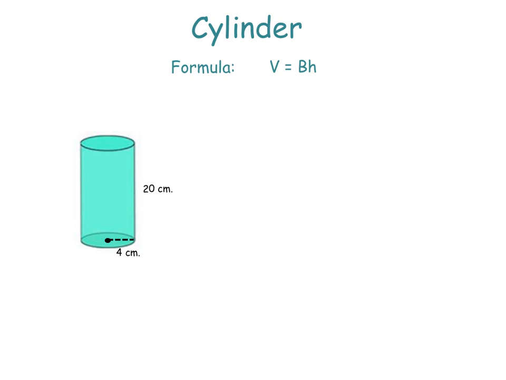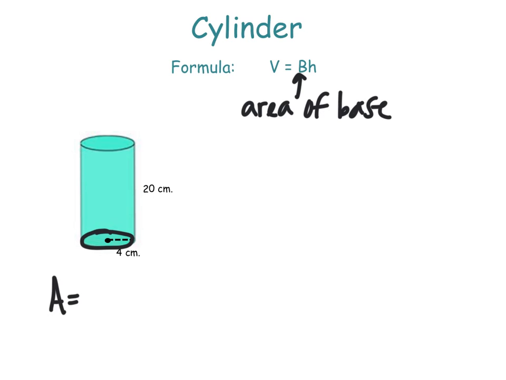All right, let's go ahead and walk through one more together. This time we're going to look at a cylinder, and again using the same formula where big B is the area of the base. So in this case, when we look at our cylinder, the base is a circle. So the area of a circle, see if you can remember what that formula is. Area of a circle, pi r squared. So that's what area is.